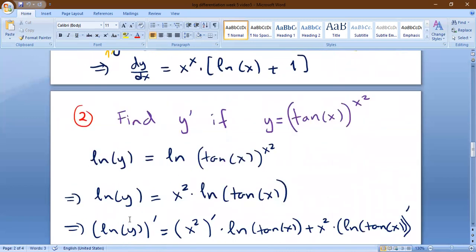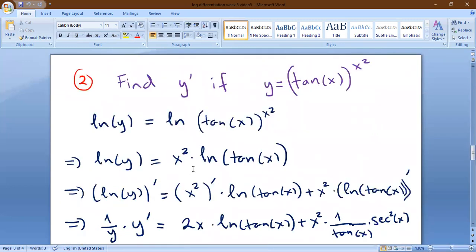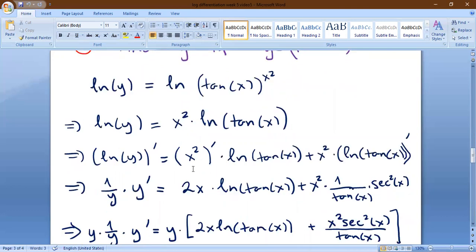Now, second example: find y prime if y is tangent x to the x squared. Well, we take ln of both sides, so that helps us take the power x squared outside of ln. So ln of y equals x squared times ln of tangent x. And then we take the derivative of both sides of the equation. On the left, we always have a chain rule, and that brings 1 over y times y prime. On the right-hand side, we always have a product rule.